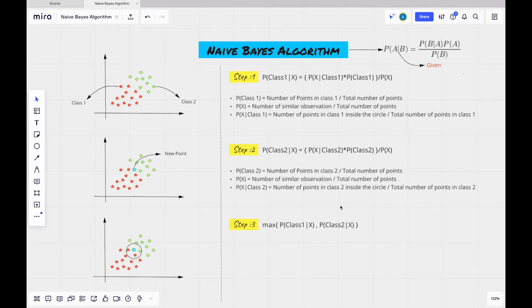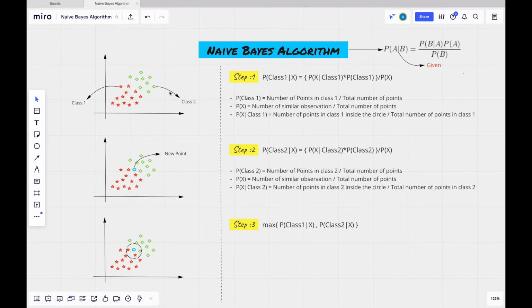Today we are going to discuss the naive Bayes algorithm. We will first see what the formula for it is, and then we'll move to the example part, where we'll understand how this equation helps us solve our classification problem. Okay, let's get started.